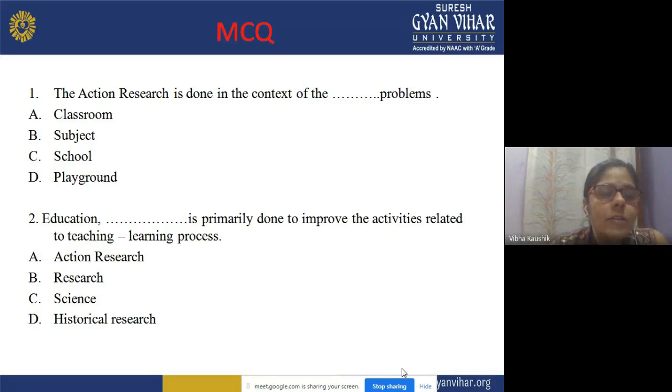Second one: dash is primarily done to improve the activities related to the teaching learning process. A, action research, B, research, C, science, D, historical research. So the correct answer is education. Action research is primarily done to improve the activities related to the teaching learning process.